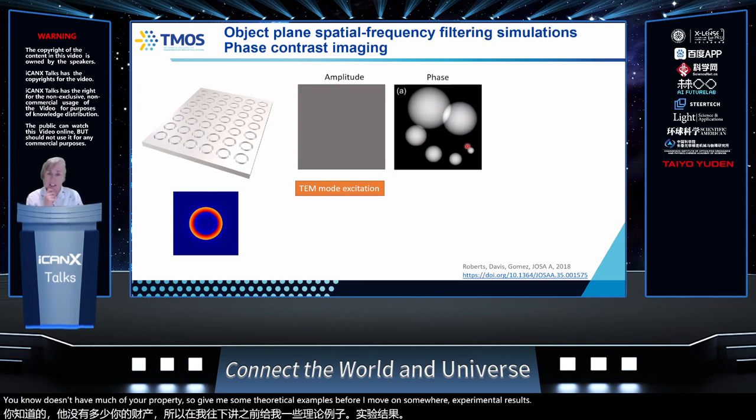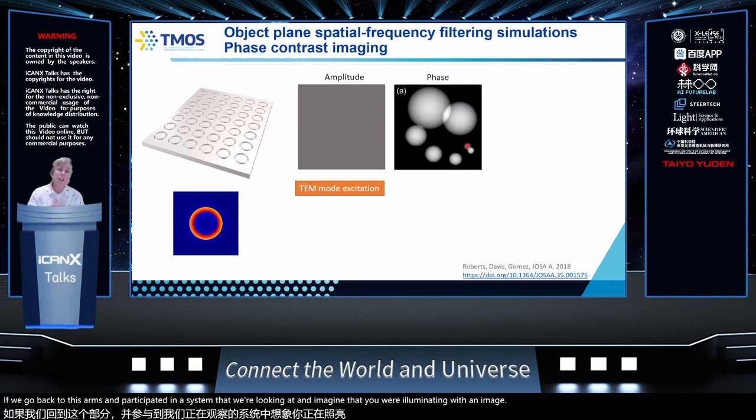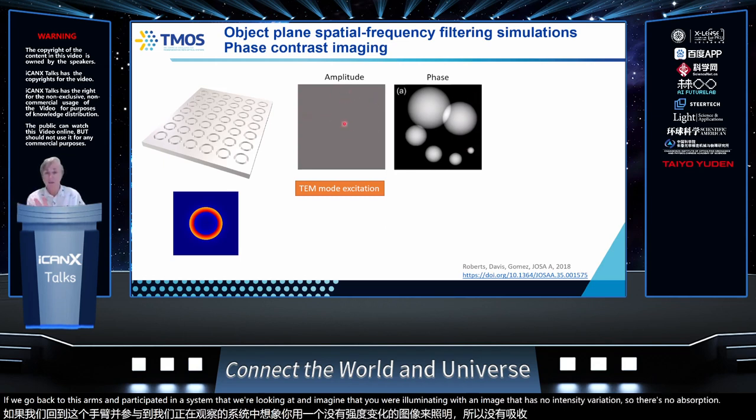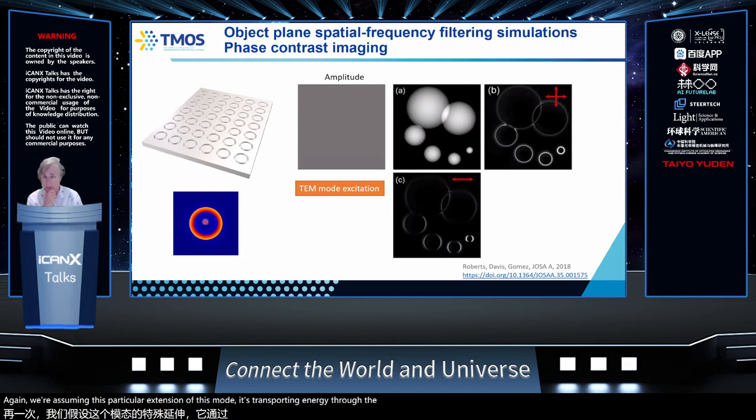If we go back to this sort of hypothetical system that we're looking at, and imagine that you're illuminating with an image that has no intensity variation, so there's no absorption, there's no variation in amplitude, but there is some variation in phase that looks like that. Again, we're assuming this particular excitation of this mode that's transporting energy through the device, we would expect our output image to look like this.